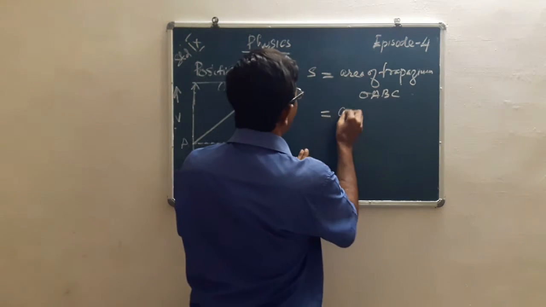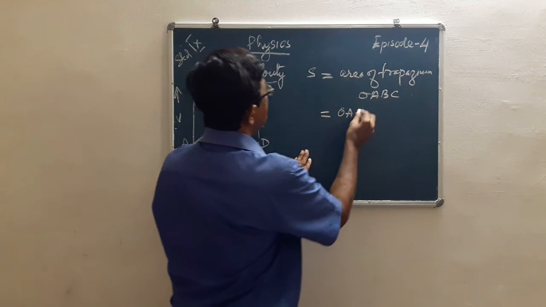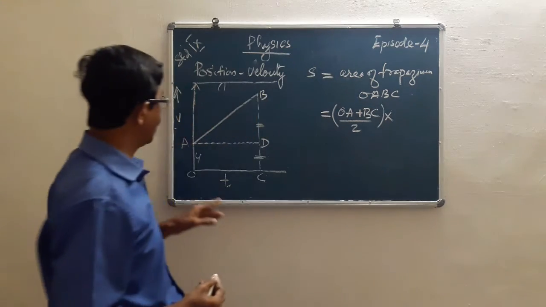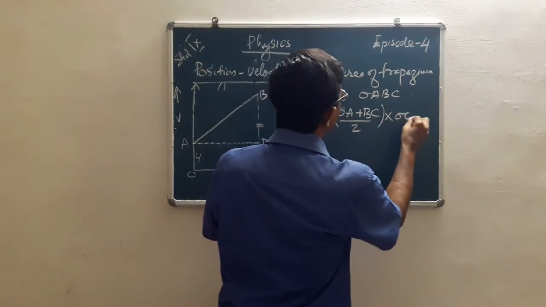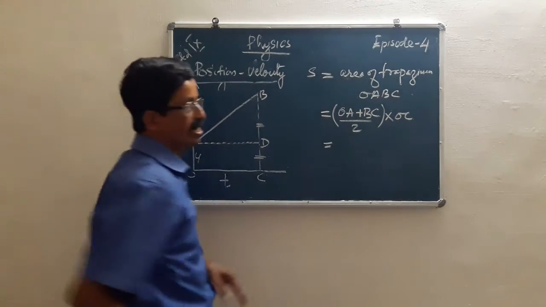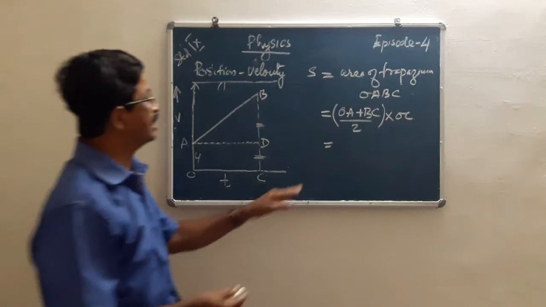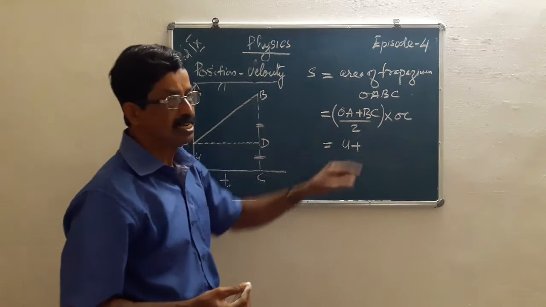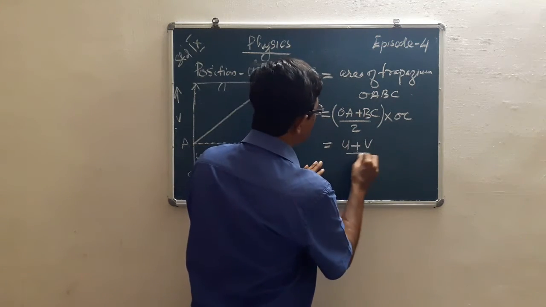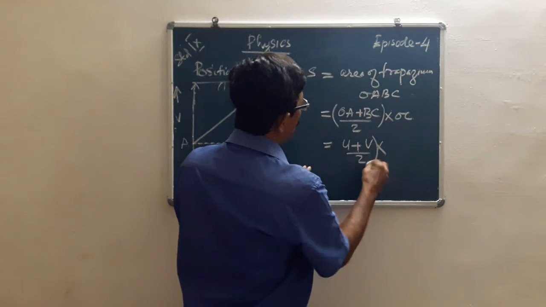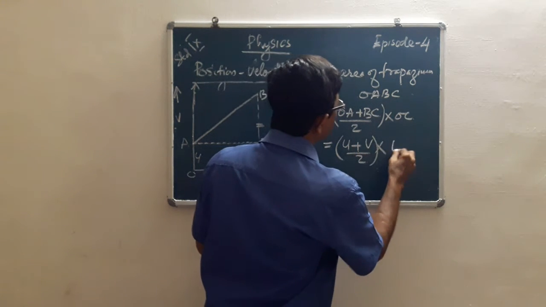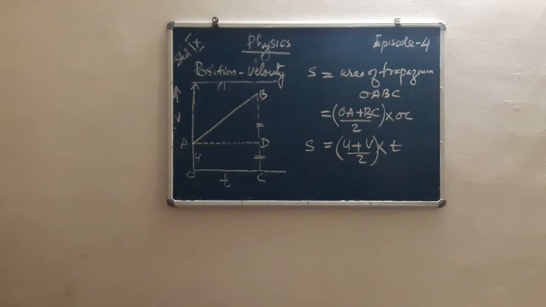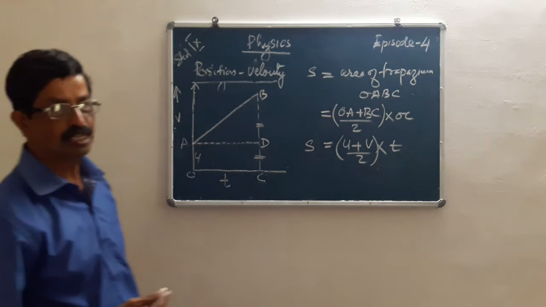So this we can write as OA plus BC by 2, half into the perpendicular height, that is OC. OA is the initial velocity U, plus BC, which is the final velocity V, by 2 into OC, which is the time T. This is the displacement. So S is equal to (U plus V) by 2 into T.